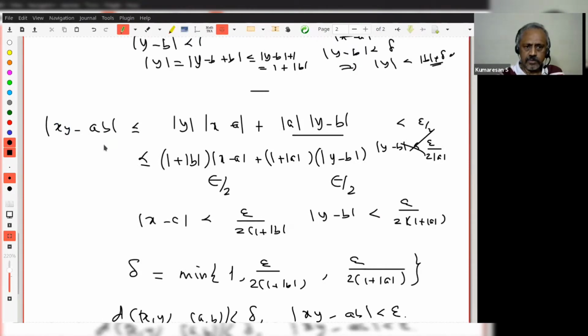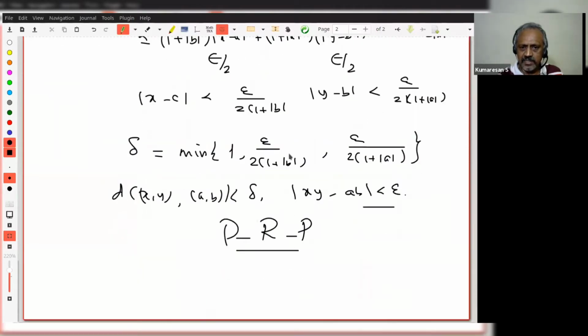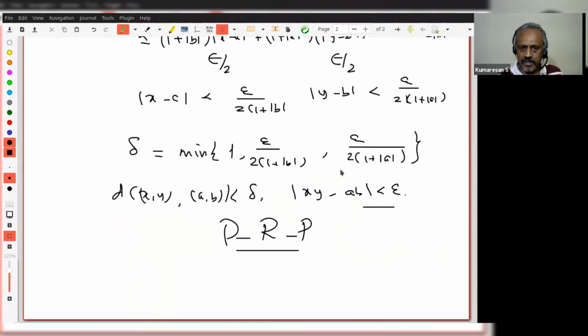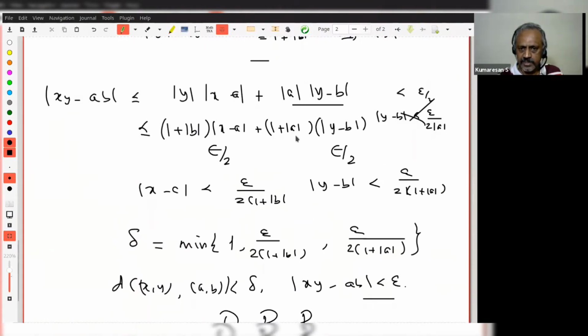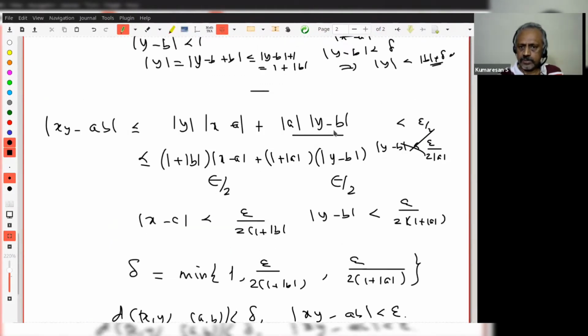Now go to this. Now this is algebra. We did this. Now what did I do? |y|, I already saw, is less than 1 plus |b|, therefore this is there. Now |x - a| is less than delta, but delta is less than epsilon by 2 times (1 + |b|). There I substitute this, I get epsilon by 2. And |y - b| is less than delta, but delta is less than epsilon by 2 times (1 + |a|). Therefore I substitute here, and I get epsilon by 2. So I got it. You see that? Verification is very easy.